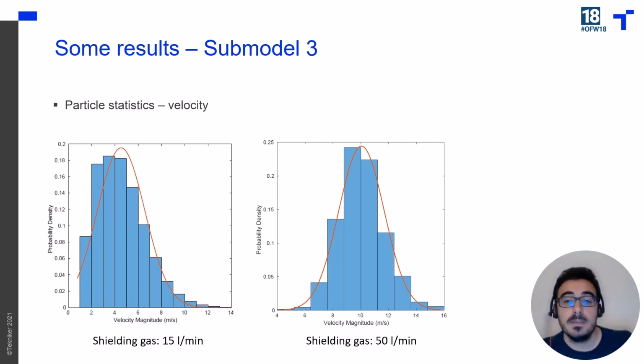Submodel 3, the last submodel, gives us some interesting statistics about particles. In this case, we have filtered the particles that are below the nozzle tip and over the substrate surface. And we can check the effect, for example, of increasing the shielding gas flow rate from 15 to 50 liters per minute. We see an increase in the peak velocity from 4 to 5 meters per second up to 10 meters per second.